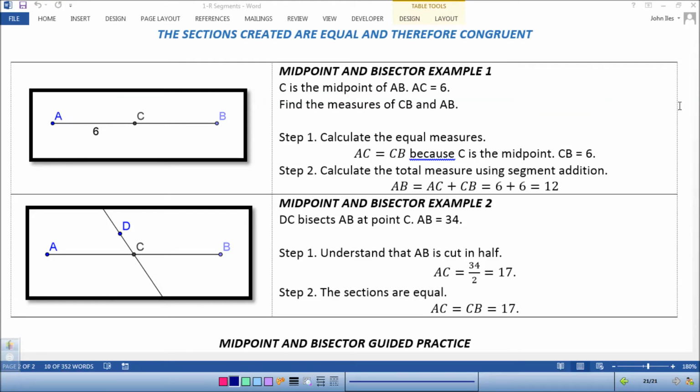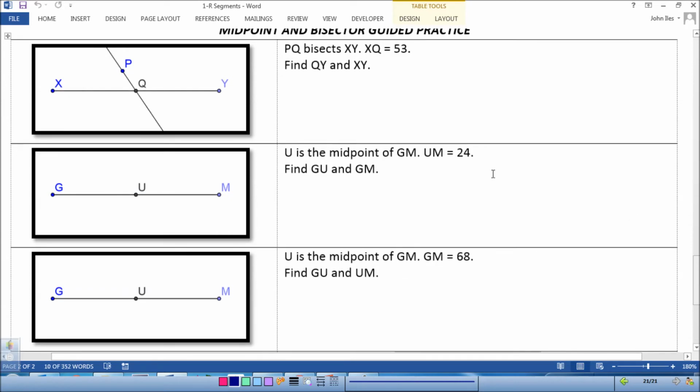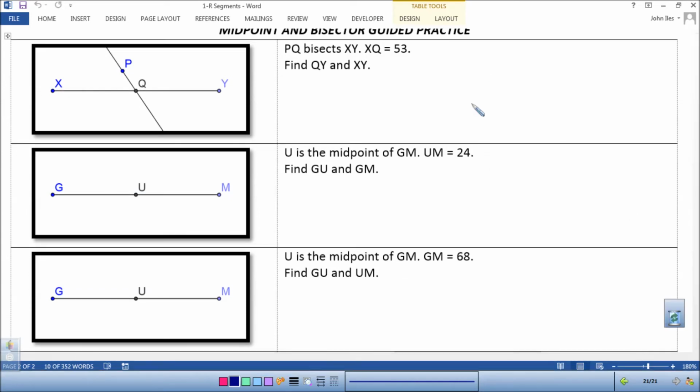Let's do a couple examples. Okay, here are the 3 regular ones. All right, starting at the top, XQ is 53. So we have a bisector, and the length of one of those sides is 53. So we know the other side is also 53, and the total is 53 plus 53, which is 106.